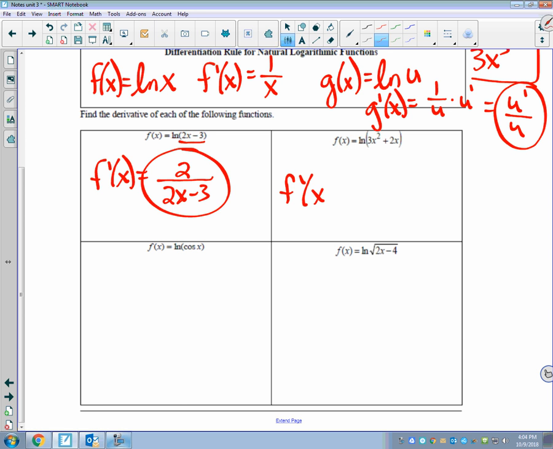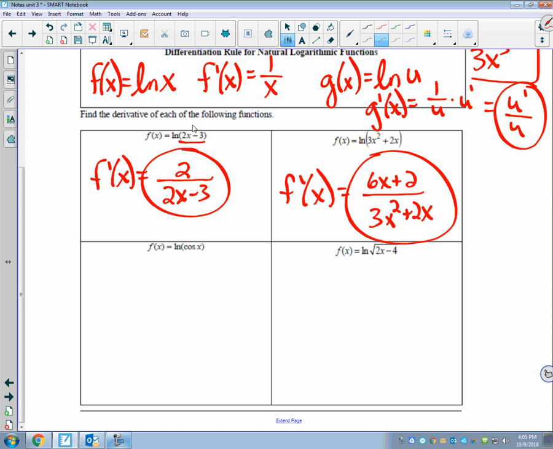So think about this one. The numerator is just the derivative of the inside. So that's 6x plus 2. The denominator is 3x squared plus 2x because that's your u on the bottom, u prime on the top. You can't simplify anything there. You can't cancel anything out. So that's your answer.